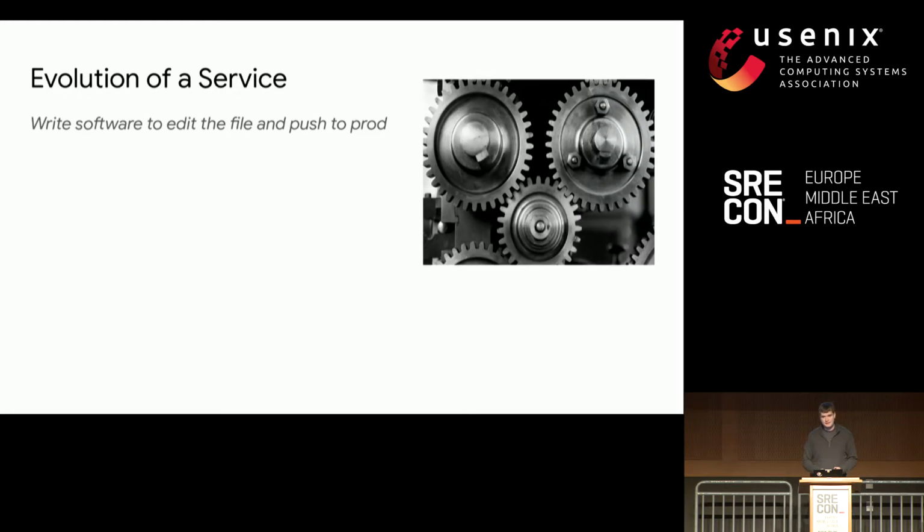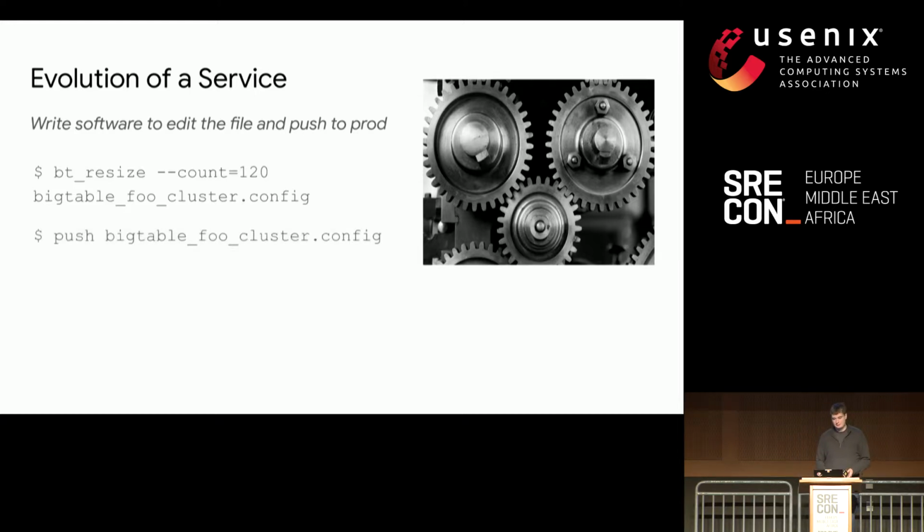But it turns out I don't really like editing config files by hand. I have to open them in an editor. I have to find the right line. I have to be sure not to fat finger the edit and do what I want. It's really hard to script. And after a while, SREs immediately find that this config file editing is toily, and they can write some software to do this job for them. So the first script that we write, you can imagine, is something like this. And it's called BT resize, and it will edit the config file for us. And then we'll push the file to production using the same tool that we were using before.